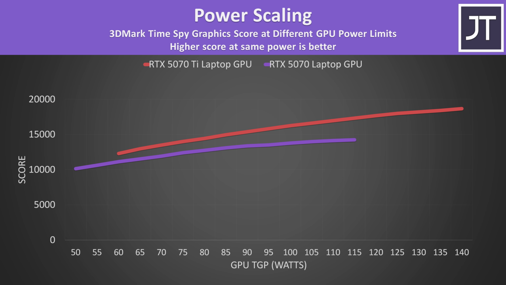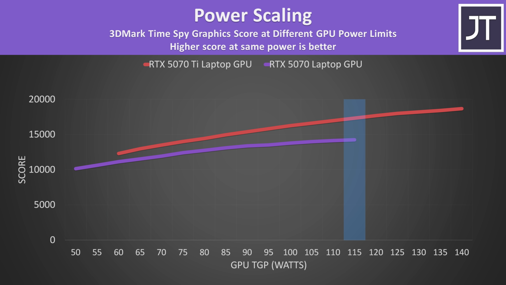This graph shows the 3D Mark TimeSpy graphics score from each GPU at different power levels. Thinner and lighter laptops generally have lower power levels due to having smaller coolers. And with both GPUs running at 60 watts, the lowest power they both support, the 5070 Ti was only scoring 10% higher than the 5070.